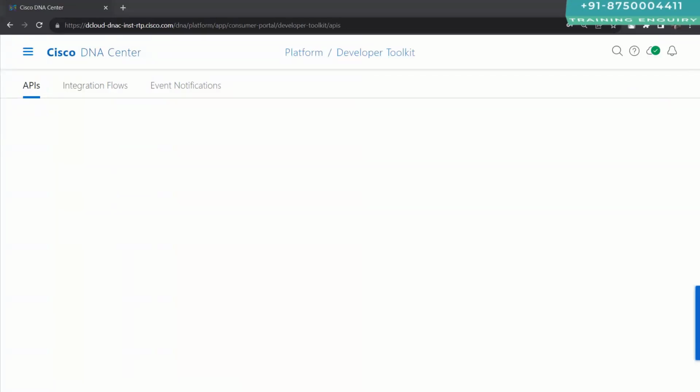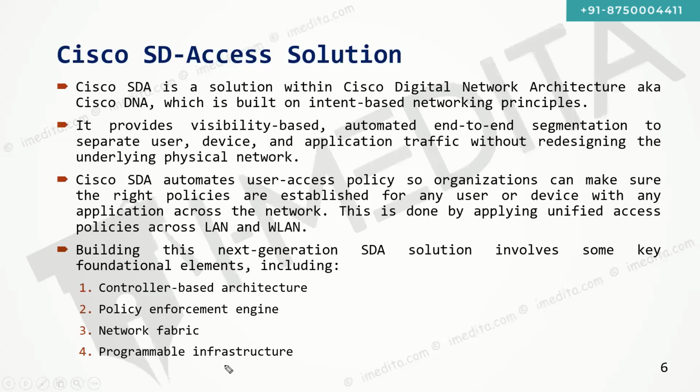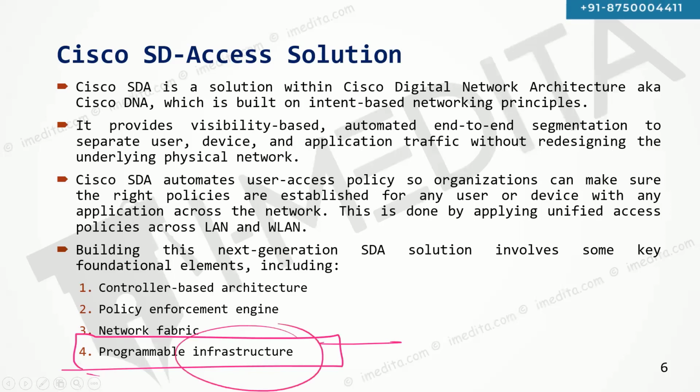So this right here means that our DNS Center has a programmatic interface. It is a programmable infrastructure. That means we can have a variety of automation tools that can interact with our DNS Center and push a variety of information onto the DNS Center, and DNS Center can take that information and push it to the rest of the devices.